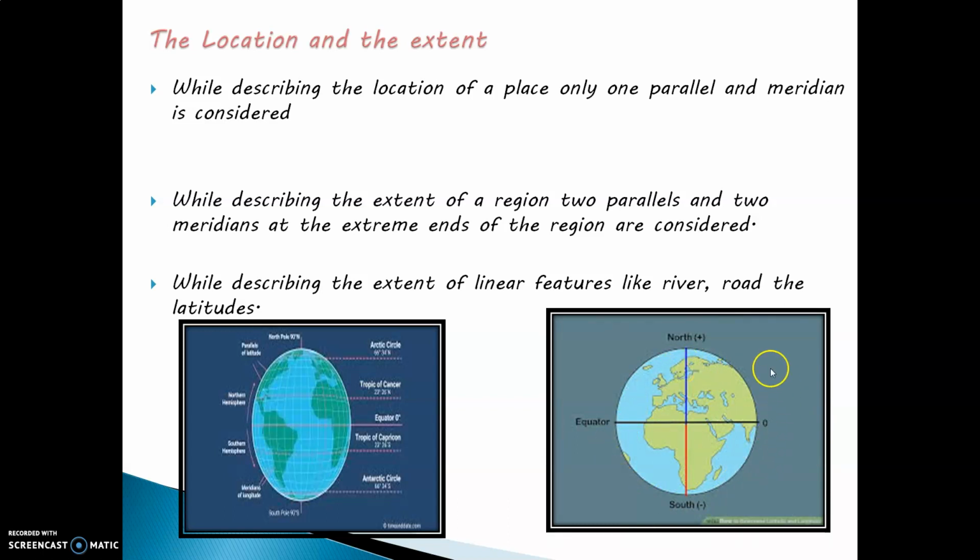This is the equator, for example. We know this is the equator, this is our earth. These are the various countries. So if you want to locate one particular place, we will consider from the equator only one parallel and one meridian. When we have to learn about any particular region, which is a huge place, for example, if you're learning about this particular region, we will consider this longitude and this latitude. That means the end of the region.